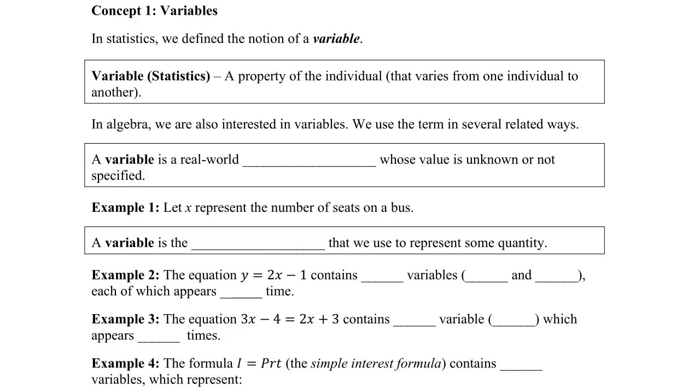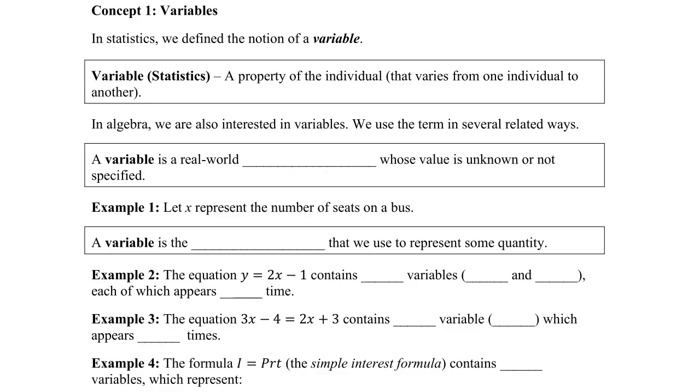There are a number of concepts that we need to understand in order to actually work with algebra. The first concept is the concept of a variable. Now, in statistics, we met the concept of a variable. We said that a variable was a property of the individual that varies from one individual to another. In algebra, we use the term variable to mean something slightly different, but not entirely different.